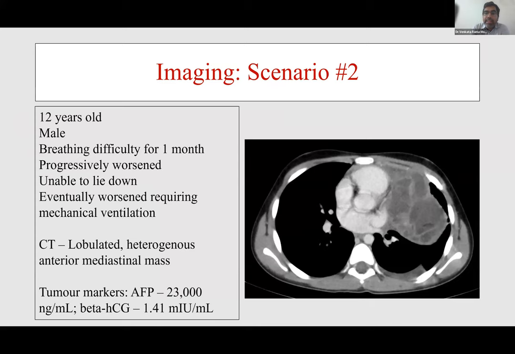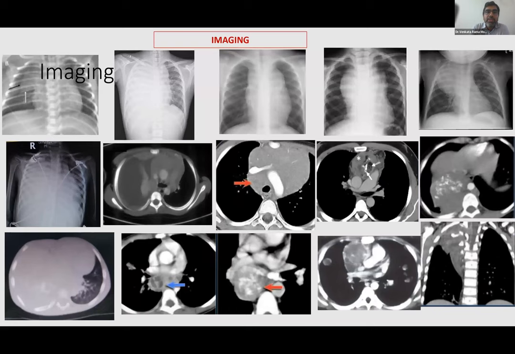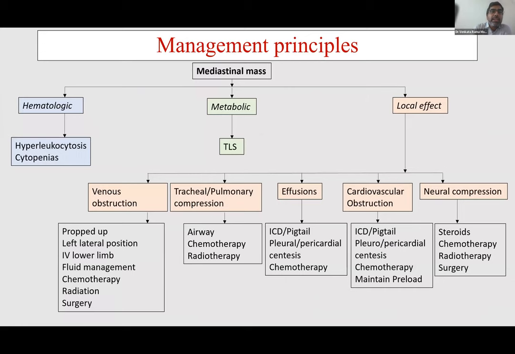Here, the second case which I wanted to show was where imaging helped us find a heterogeneous mass with necrotic cystic spaces in the anterior mediastinum, and then the tumor markers clinched the diagnosis. Lastly, one more, a posterior mediastinal mass which has an intraspinal extension and cord compression manifested in this child, where there is an MRI and also an image of the CT. It later turned out to be a neuroblastoma, where we can start the emergent management.